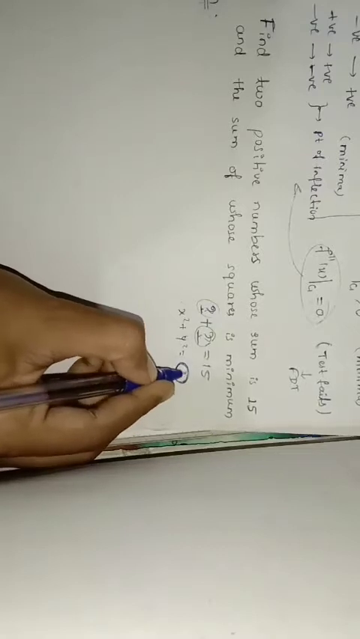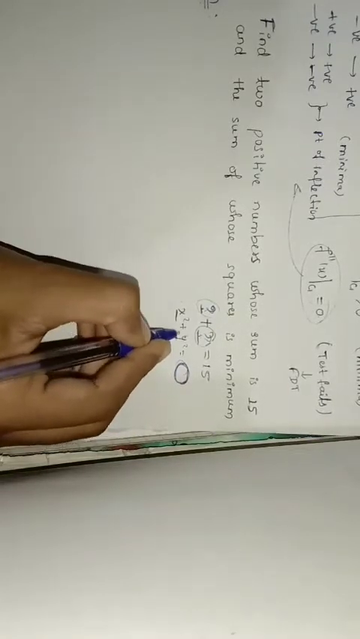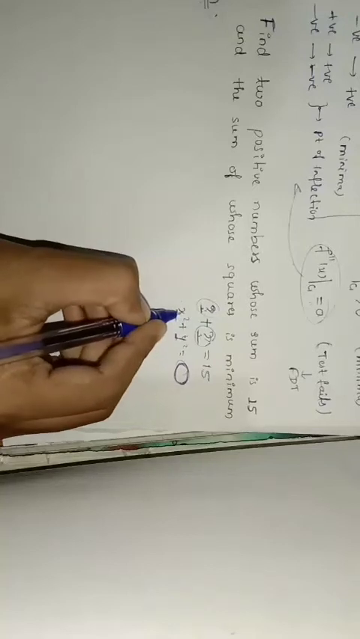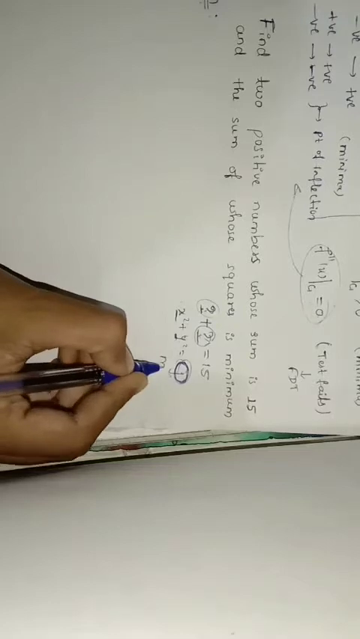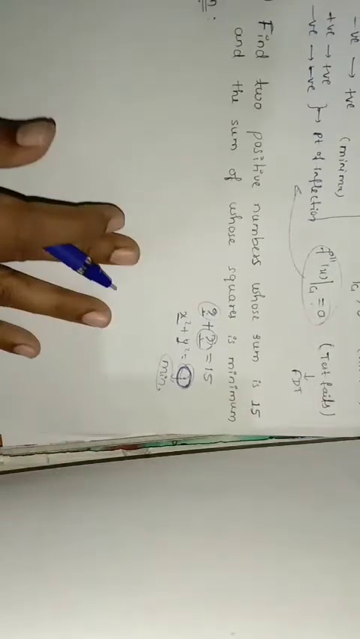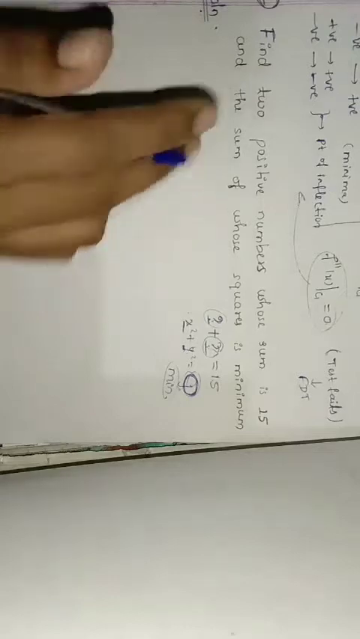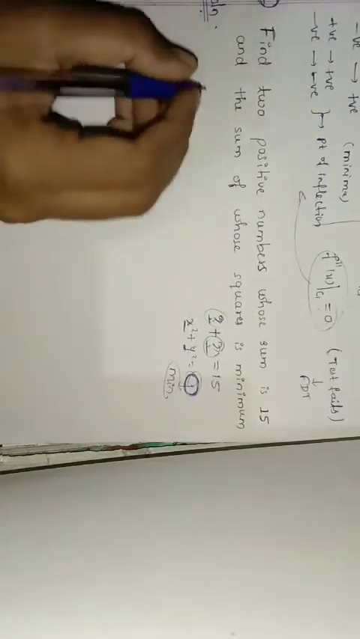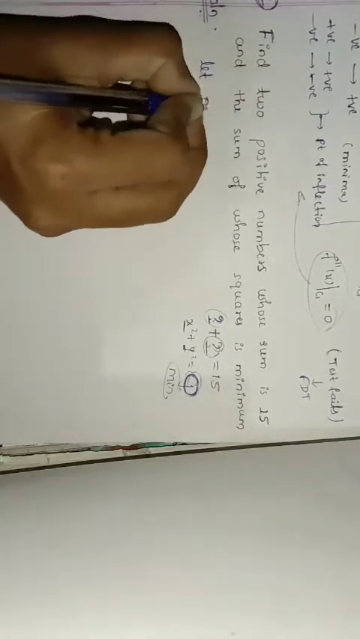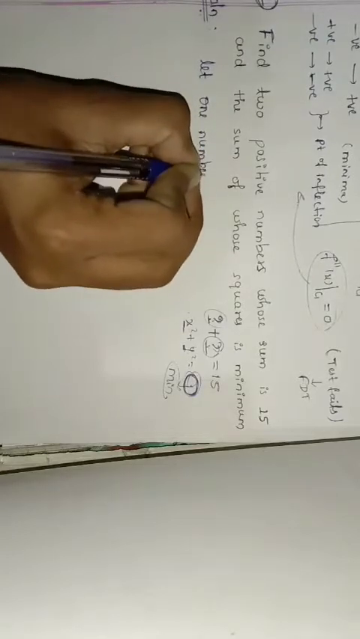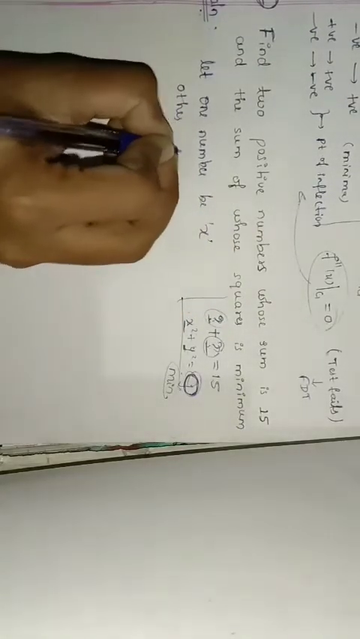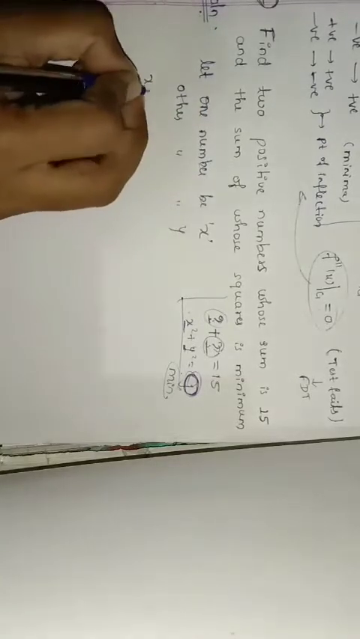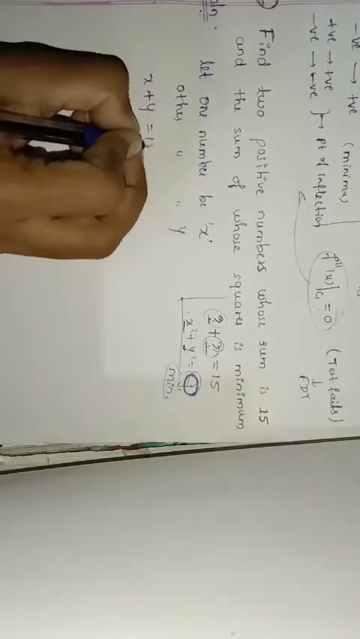So we have to find out those x and y whose sum is 15 and whose sum of squares is minimum. Okay, minimum value I have to get here. So to find out this, suppose, see what they have given. So I will assume that let one number be x, and let other number be y. Okay, other number be y. So sum of those numbers will be x plus y is equal to 15.